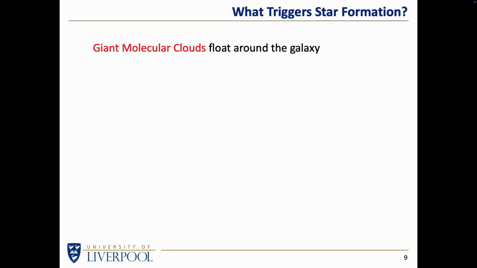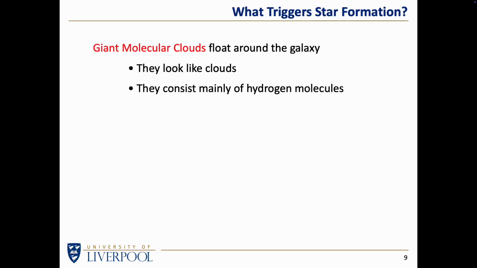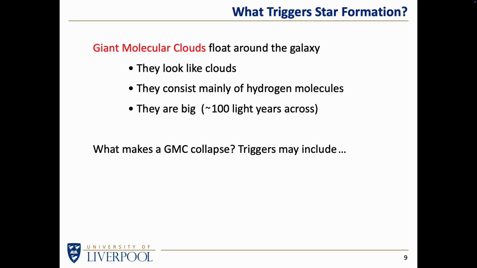Well, they're called that for 3 reasons. 1 is they look like clouds. 2 is they're made of hydrogen. Can you guess what the 3rd one is? Yep, that's right, they're big. Okay, so there are huge clouds of hydrogen floating around called, very imaginatively, giant molecular clouds, or GMCs. So the question, I guess, is what is it that makes a GMC collapse? Why do these clouds collapse to make stars?